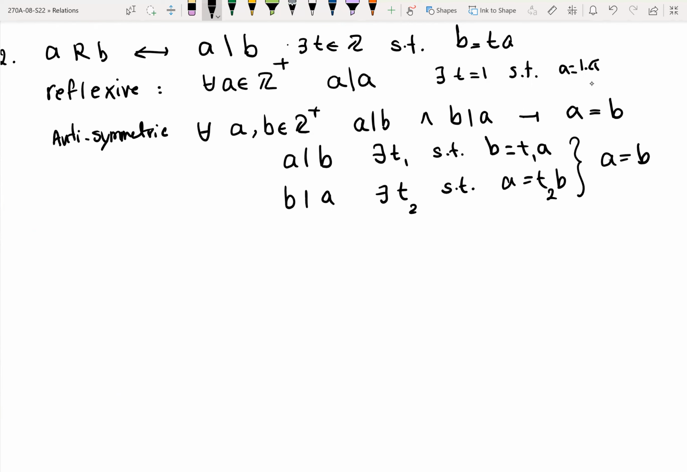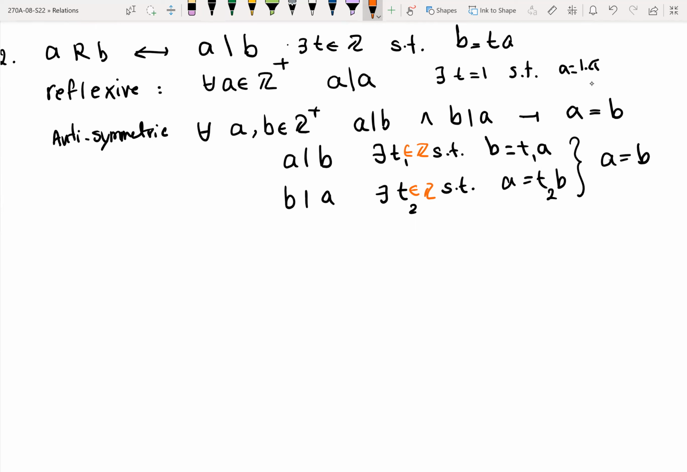Well, if B is divisible by A, then B has to be bigger than or equal to A. Similarly, if A is divisible by B, it has to be bigger than or equal to B. For both those statements to be true, they would have to be equal, because this can't be fractions. If these were fractions, you could say that T1 is the reciprocal of T2, so it works with fractions. That was a little hard to show.